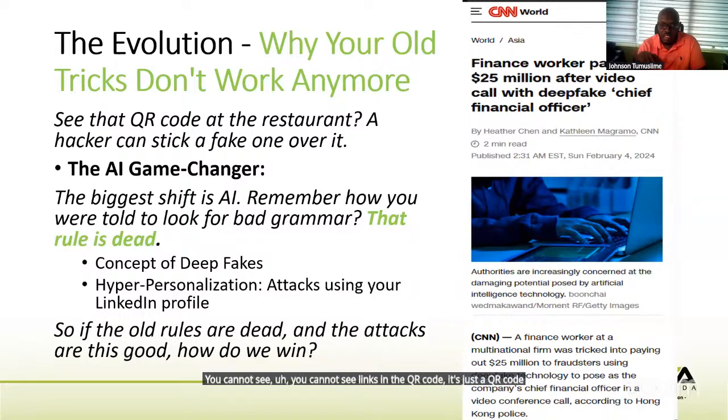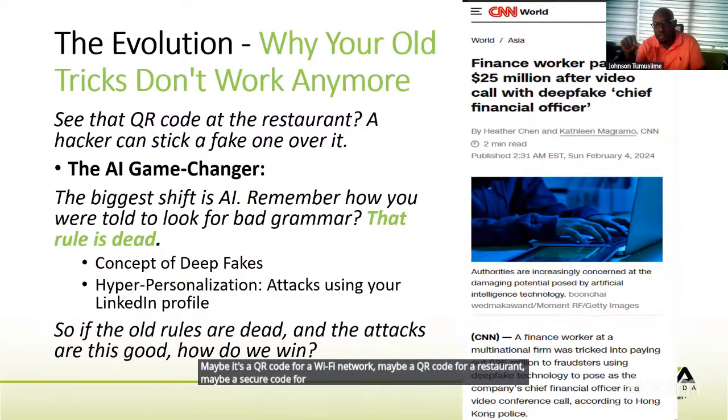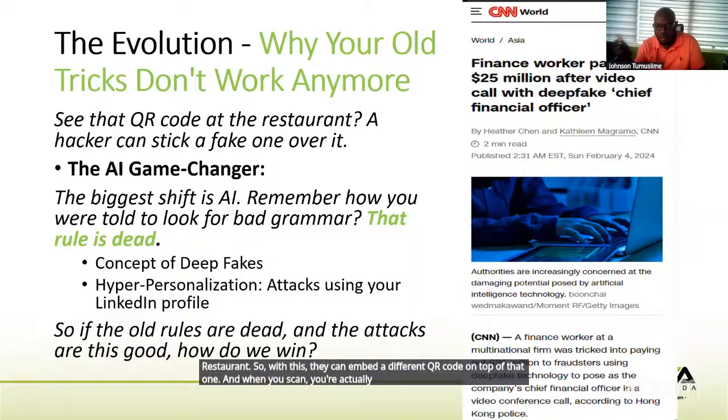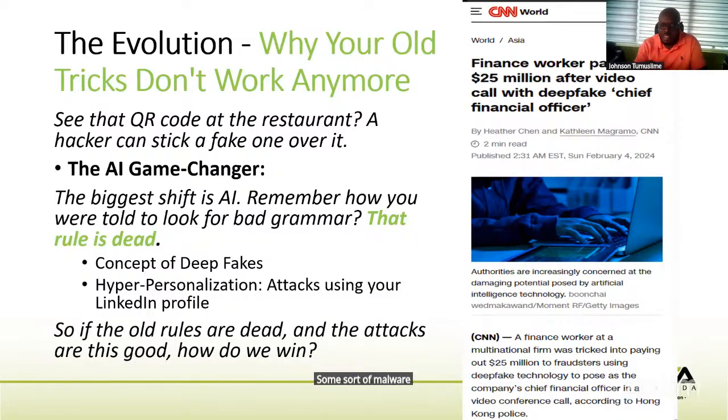And what hackers can do is they can find a QR code. Maybe it's a QR code for a Wi-Fi network. Maybe it's a QR code for a restaurant menu, just a menu for a restaurant. So with this, they can embed a different QR code on top of that one. And when you scan, you're actually going into a different system, or once you scan and click, some sort of malware is immediately installed on your phone.